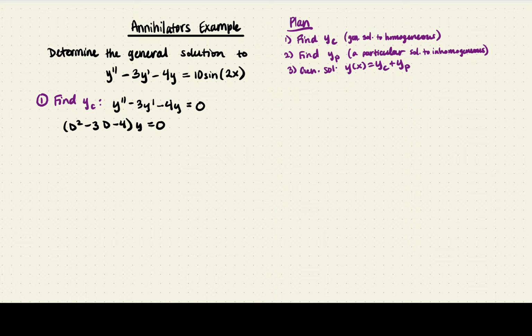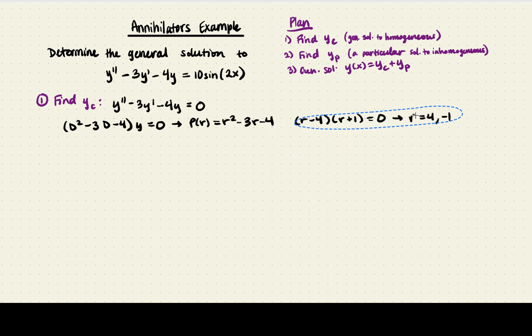Remember that capital D is our differential operator. It's representing the derivatives. So I have D squared to represent 2 derivatives, D to represent 1 derivative, and then no D here because there's no derivative on this last term. So this tells me that my polynomial p of r is r squared minus 3r minus 4. We want to find the roots of this polynomial, so I'm going to factor it to get (r minus 4)(r plus 1) equals 0. That tells me that the roots are 4 and negative 1. I'll go ahead and move this to the side.